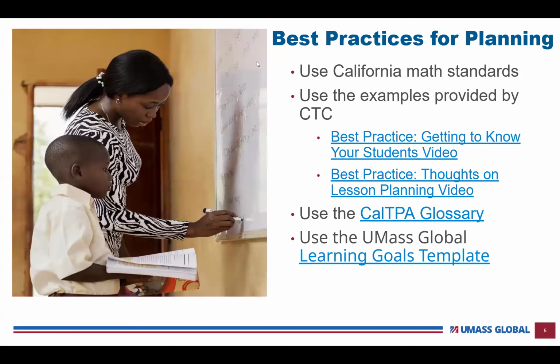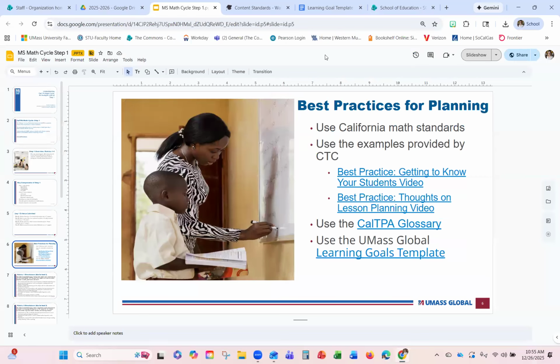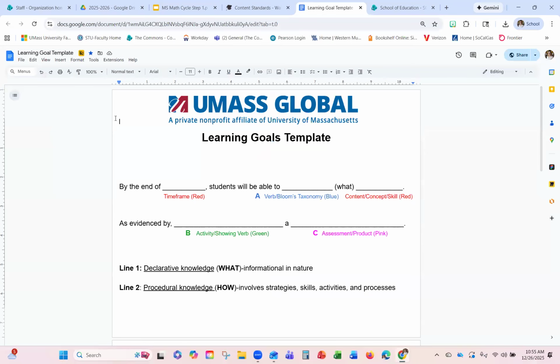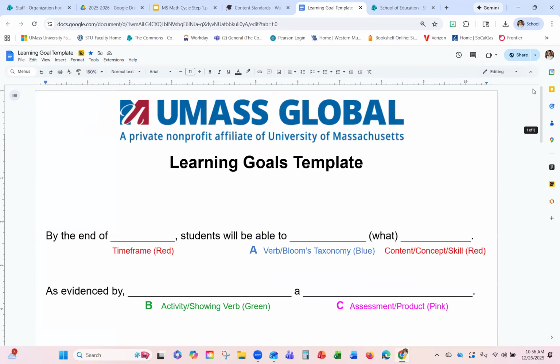Some best practices for your planning step: always use the California Math Standards. Use the examples provided from CTC. Again, they have some videos for how to get to know your students, thoughts on lesson planning, the CalTPA glossary, and the UMass Global Learning Goals template. I will show you that right now. As you moved through or have been in the program, you should have seen this.